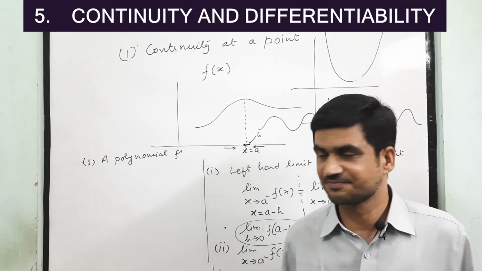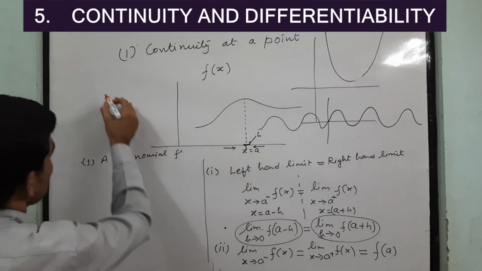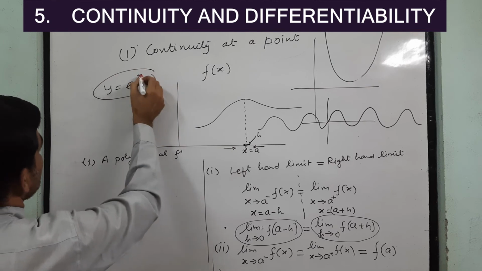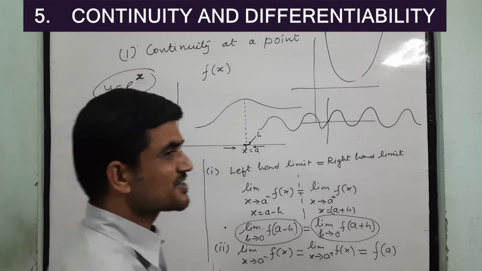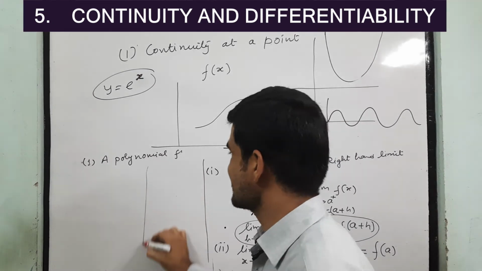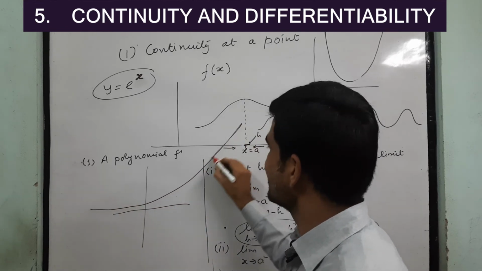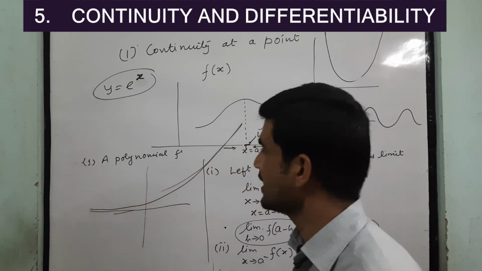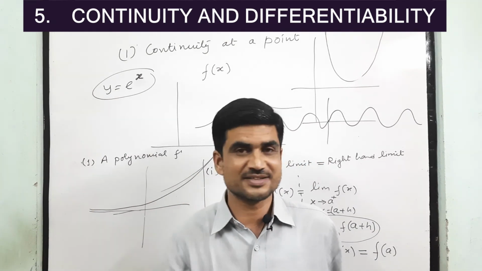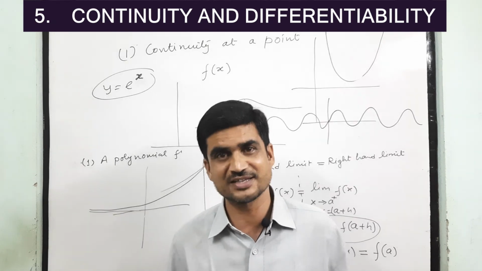Now one more thing, the exponential function, y is equal to e to the power x. The exponential function is also continuous at all values of x. Its graph is like this. We will discuss it in some other chapter. So the exponential function, whether it is e to the power x or any number to the power x, 2 to the power x, 3 to the power x, 4 to the power x, whatever it is, it's always continuous.